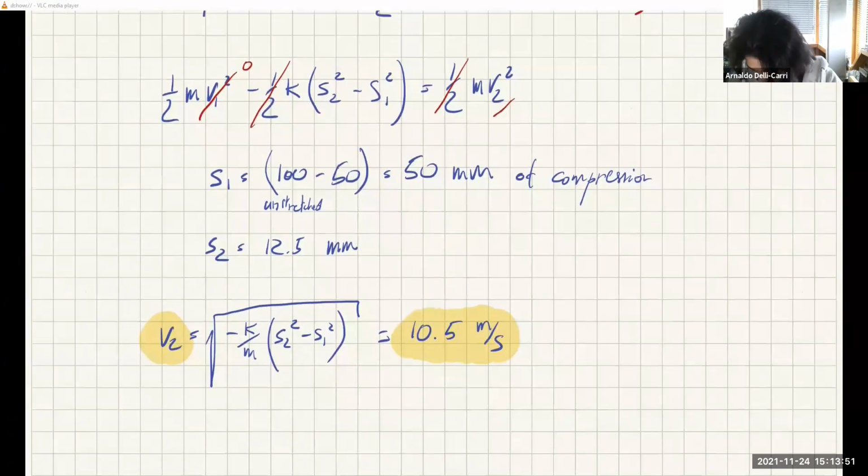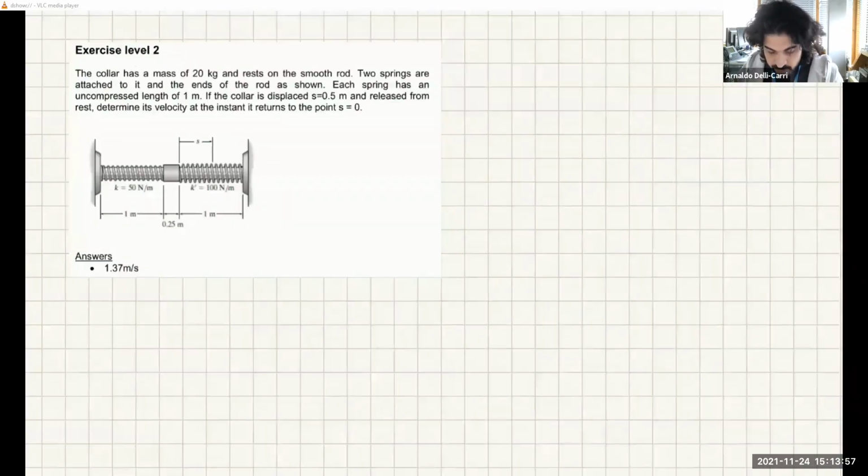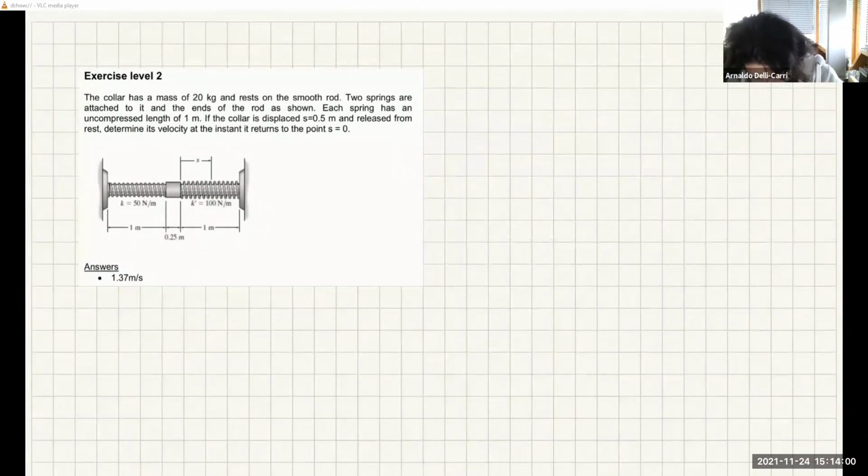So let's do now exercise level 2. So we have a collar with a mass of 20 kilograms and resting on a smooth rod. There are 2 springs attached to this collar and the ends of the rod. Each spring has an uncompressed length of 1 meter. So it's showing this position here as the rest position of the system. And if the collar is displaced 0.5 meters towards the right and released from rest, what is its velocity at this instant here when it goes back?